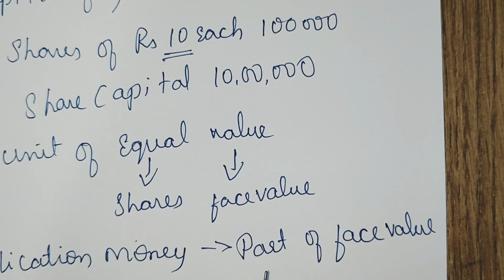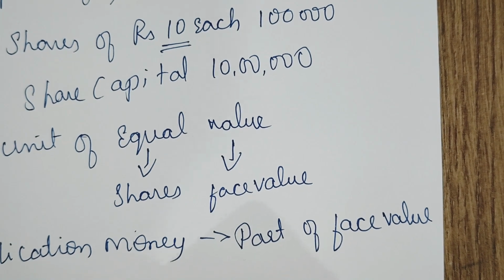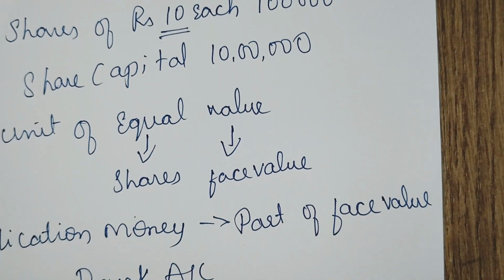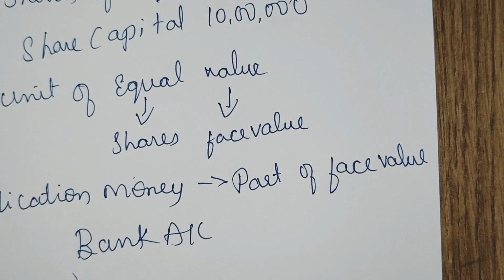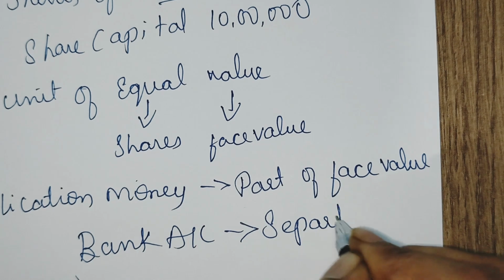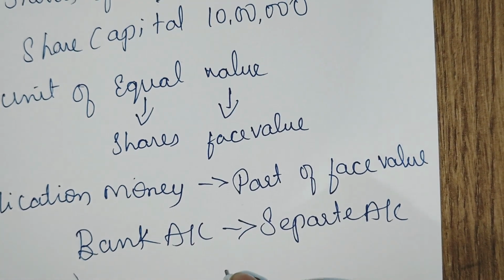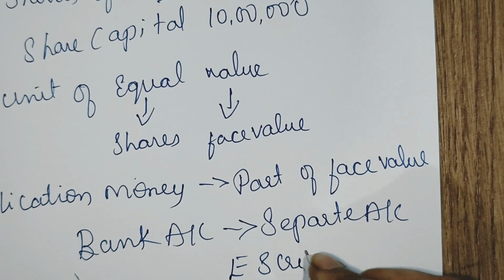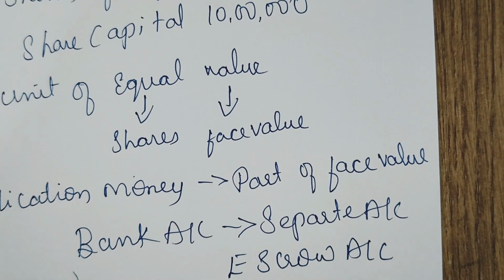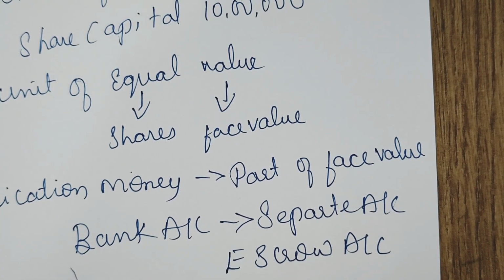They will deposit the application money within the 3 days. And application money will be collected through a bank account. All transactions through the bank only. But here you will open a separate account for the application, to receive the application money. It is called an escrow account. Why is application money collected separately?